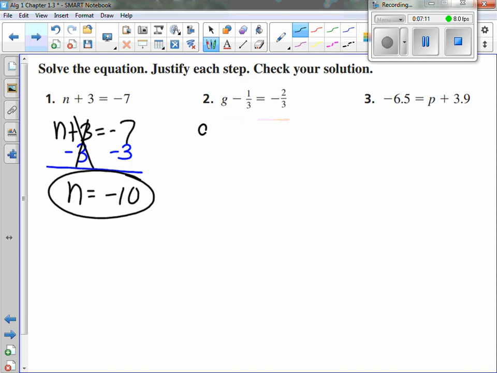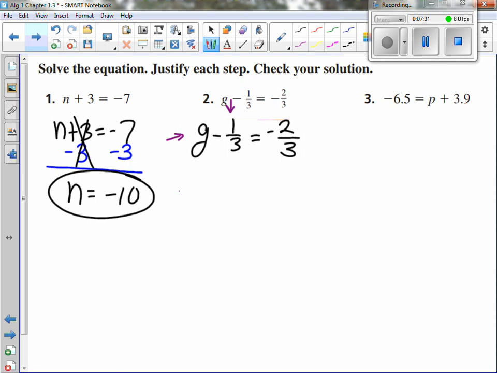Now the next one here looks like it's going to be different because we don't have anything we've done before. So far we've had whole numbers and decimals. Well, fractions aren't going to be any different. It seems like it might be, but they're not. So again, our main goal is to get g by itself. And what is with g?